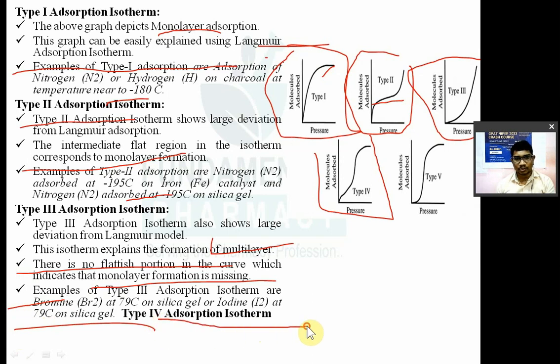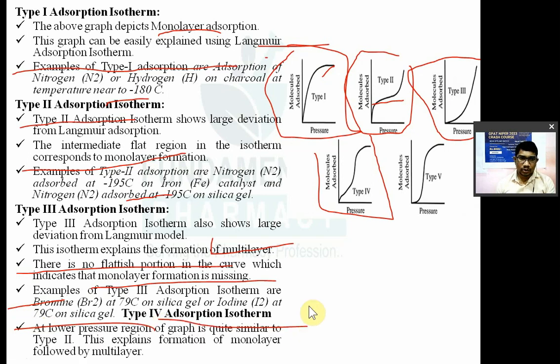Type 4 adsorption isotherm. Type 4 क्या है? At a lower pressure, region of graph is quite similar to type second. Type 4 का जो है ना, it is quite similar to graph second. देखो यहाँ ट्रिप उल्टा है. This explains the formation of monolayer followed by multilayer.